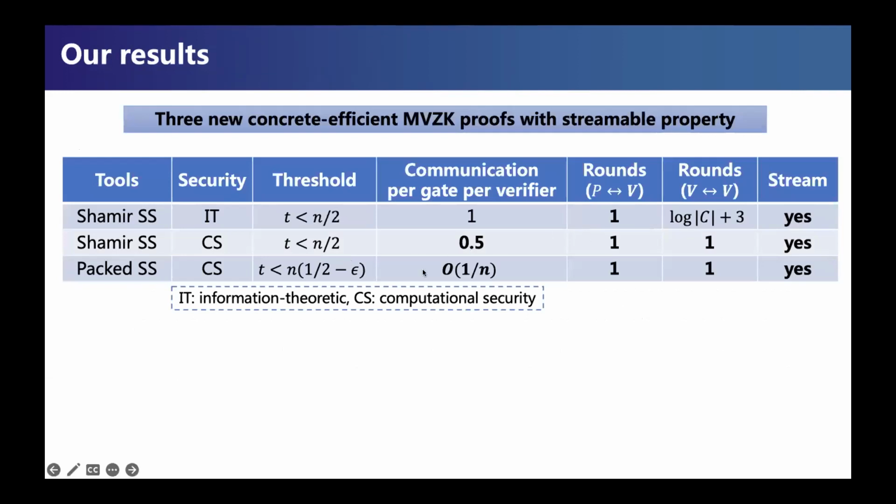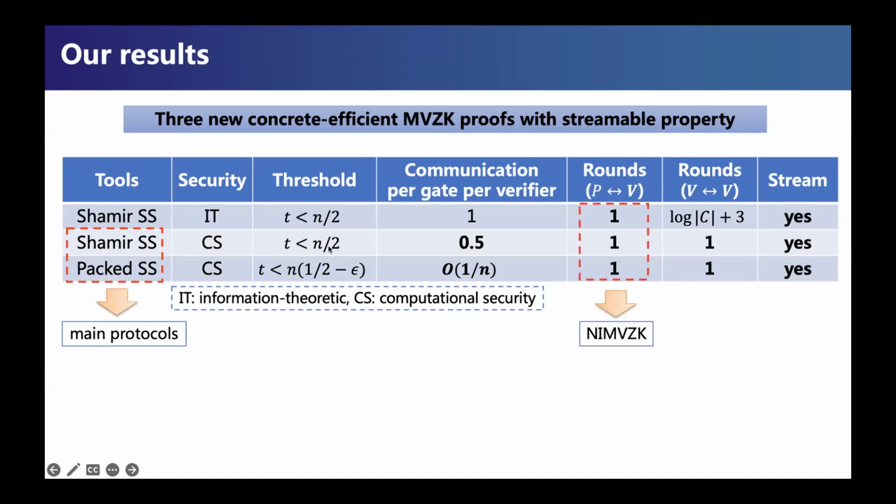We proposed three new concretely efficient NVZK proofs with the streamable property. The first protocol is information-theoretic. The other two protocols are computationally secure. The two protocols in the strong setting are our main protocols. All our protocols need only one round between the prover and the verifiers. The protocols in the strong setting also need one round between verifiers.